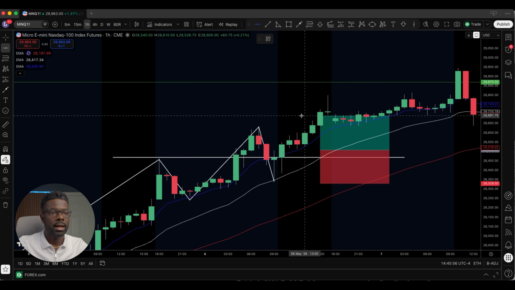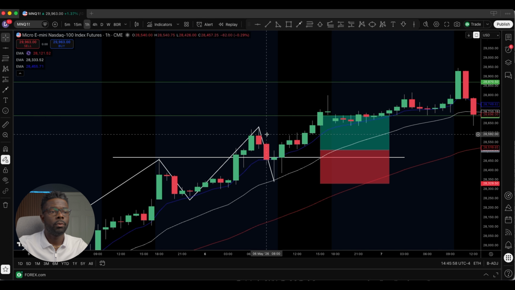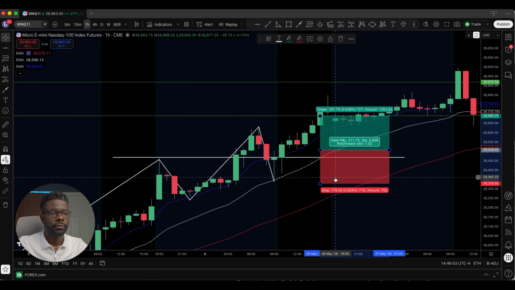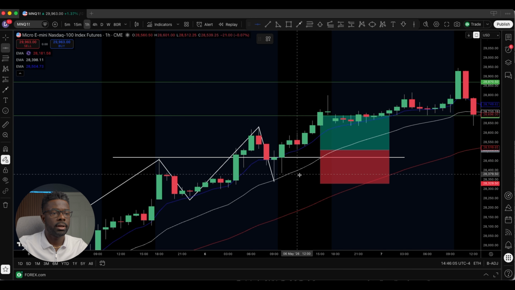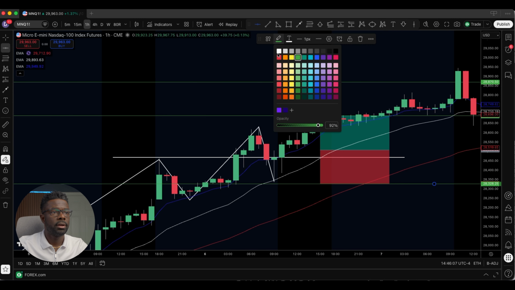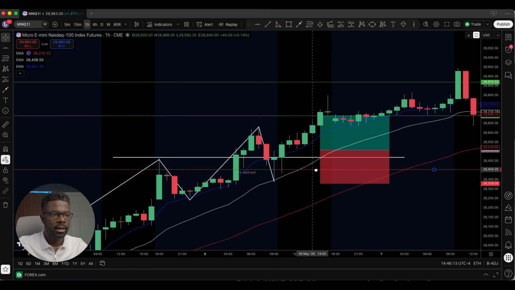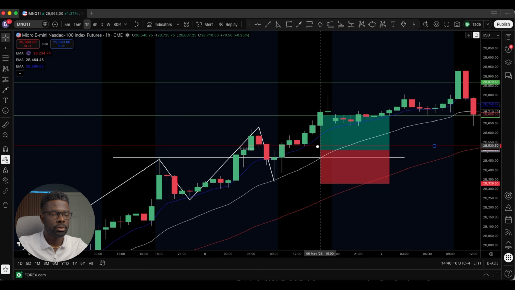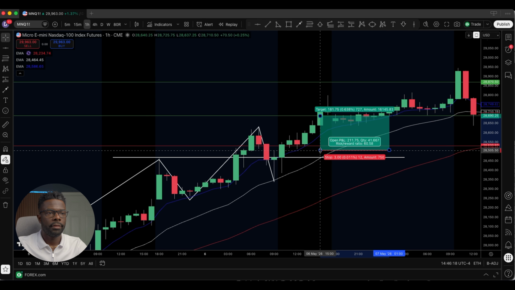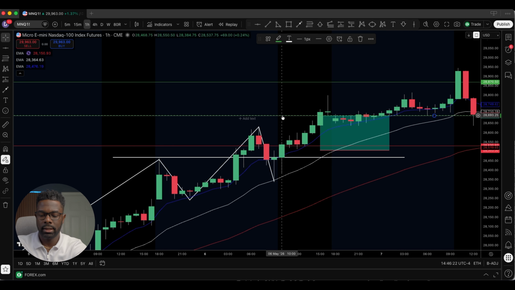Then I take out my first target here. Once my first target is reached, now let's say this was my stop loss down here. Then all I have to do, once my target 1 is hit, is bring my stop loss above my entry by a few pips. That way I am left with target 2 to get hit as a pain-free or risk-free trade.